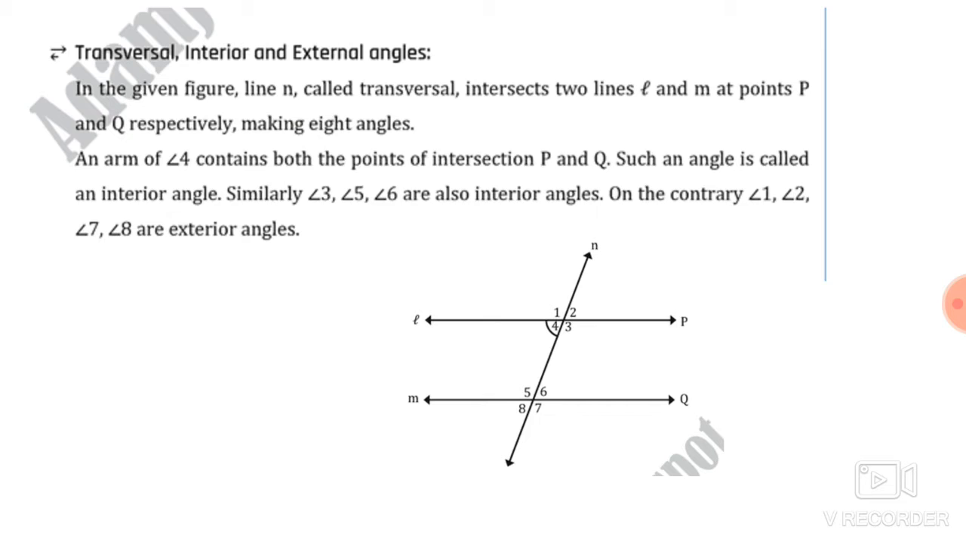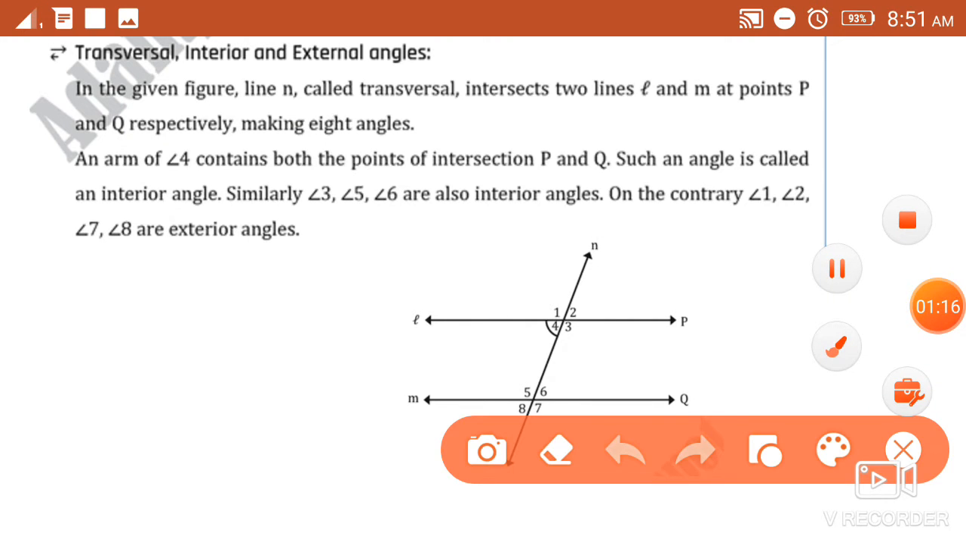Now among these 8 angles, some of them are interior angles and some of them are exterior angles. To check which ones are interior and which are exterior, what will we do? For example, if we consider angle 4, let us draw the arms of this angle. This is the first arm and this is the second arm. These are the arms of angle 4.